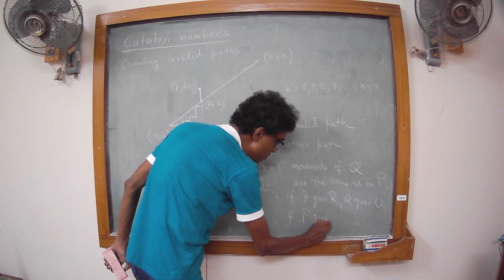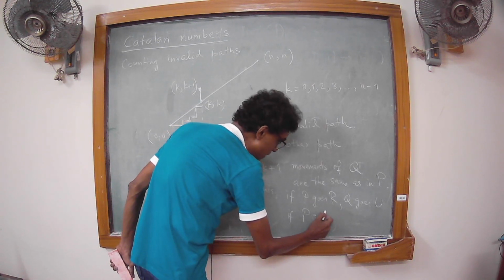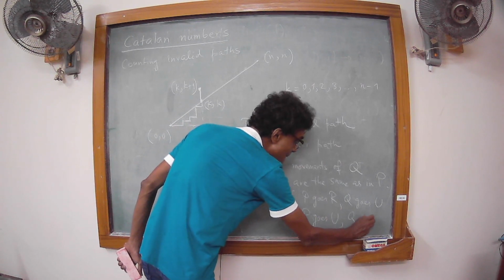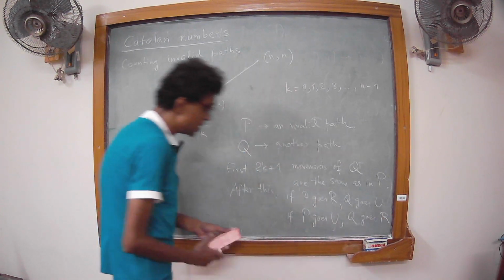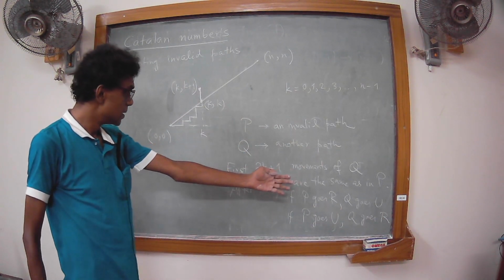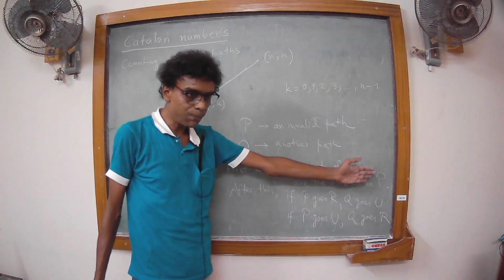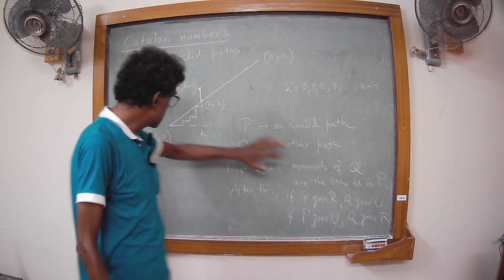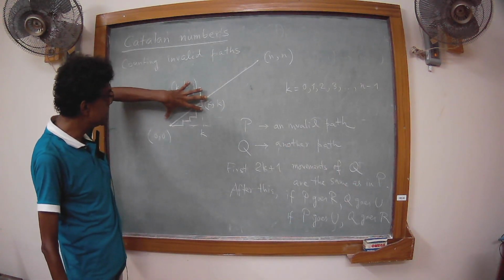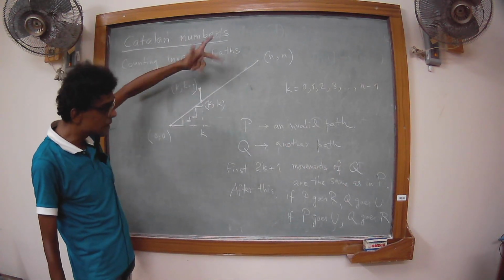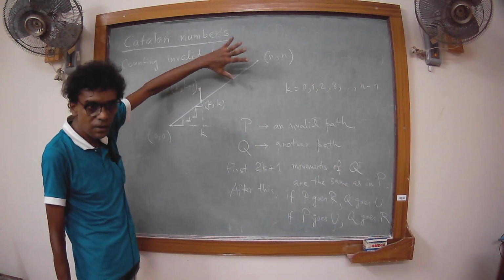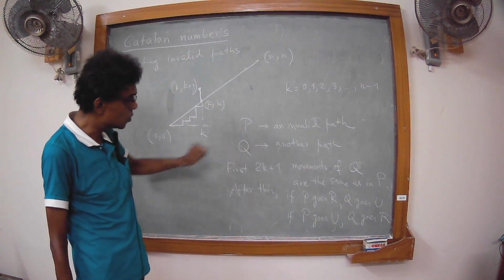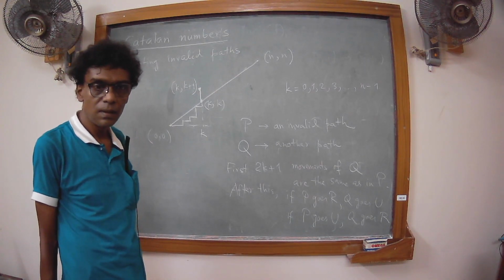It is just a flip of the path with respect to R and U. If P goes right, Q goes up. If P goes up, Q goes right. So up to this point, Q and P are the same. After this, U and R are just swapped. U becomes R, R becomes U. That is how I construct Q.